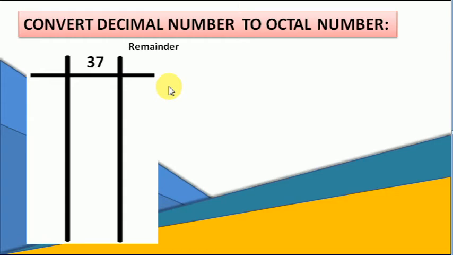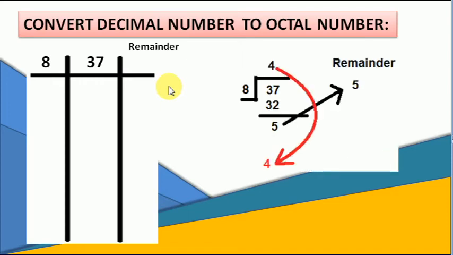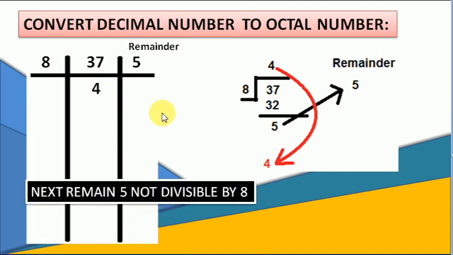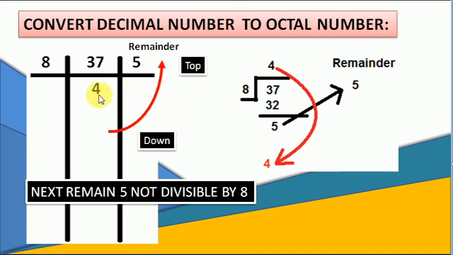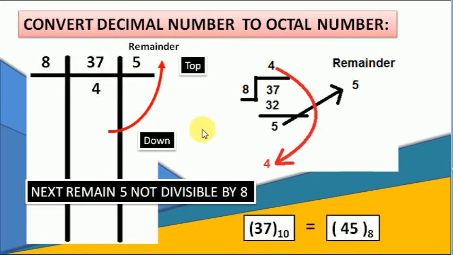Remainder part. Put this 37 here. Divide by 8. Here it is, 8 4 32. Now what is left? 5. This 5 goes as a remainder. 4 comes down. So 4 will be here and the remainder is 5. Now again we would divide 4 by 8, but 4 is not divisible by 8, so it stops here. Again the same process, down to top. What is that number, including this 4? 4 5, that is 45, is the octal number of 37, the decimal number.